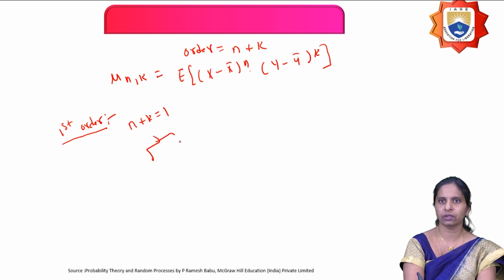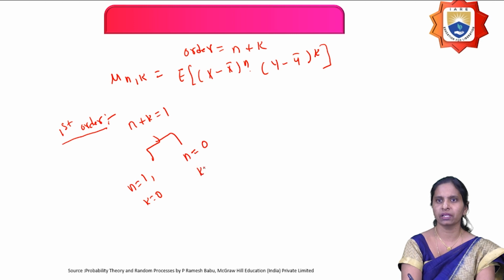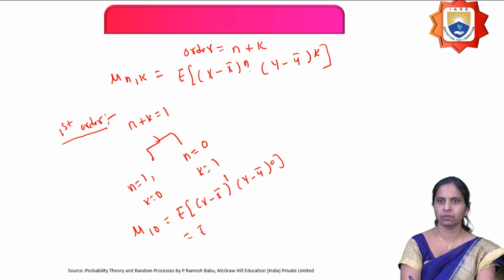So, how many combinations are we going to get? Two combinations. One is n is 1 and k equals 0. The other combination is n value is 0 and k value is 1. Now, what is the first order here? Mu 1 0 is equal to the expectation of (x minus x bar) power 1 into (y minus y bar) power 0. That equals the expectation of x minus x bar. That equals E of x minus E of x bar.